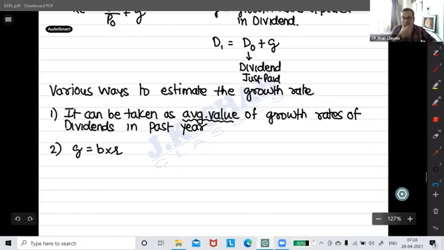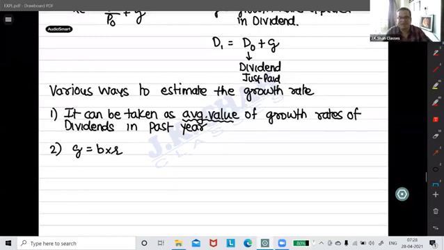So when you go through this, you're going to meet one person. His name is Gordon. No, not Garden. Gordon. So he gives this idea. This idea is put forth by Mr. Gordon. What is G? G is B into R.